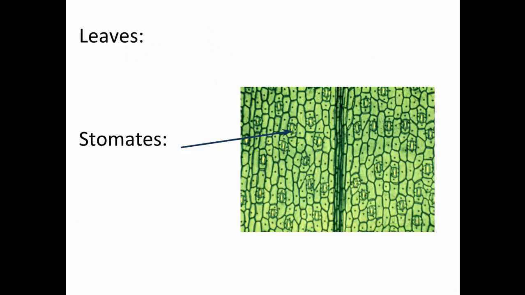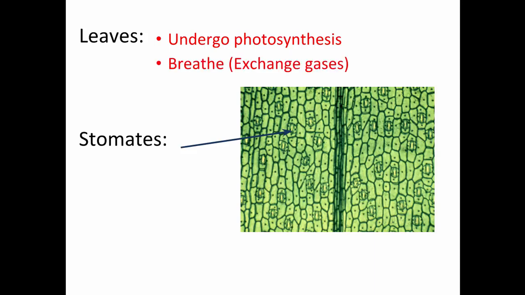The leaves of a plant, what's their purpose? You just said it. Photosynthesis. The leaves typically have a large surface area, which they can use to capture the sun's energy. The leaves are where most of the chloroplasts are found. They also take in gases.